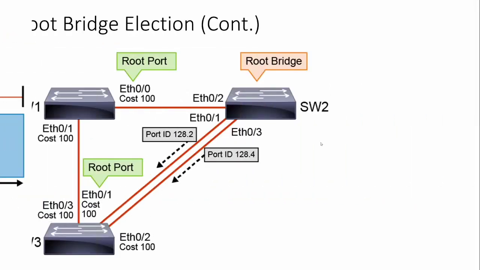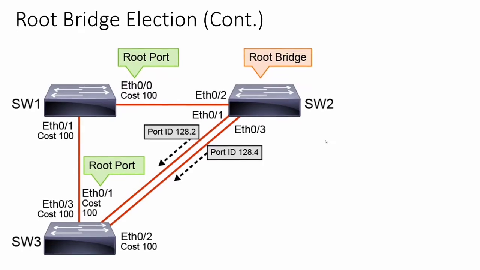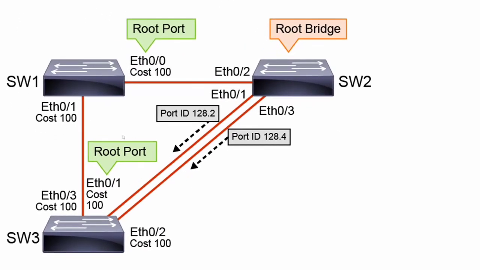Now, once we have the root bridge elected, our other switches are going to designate a root port. And the root port is simply the port on that switch that has the lowest cost to the root bridge. So in our example for switch 1, if I add the cost between switch 1 and switch 3 of 100, and then switch 3 to the root bridge of 100, that would be a total cost of 200. But between switch 1 and the root bridge is just a cost of 100. Our root port on switch 1 will be 100.